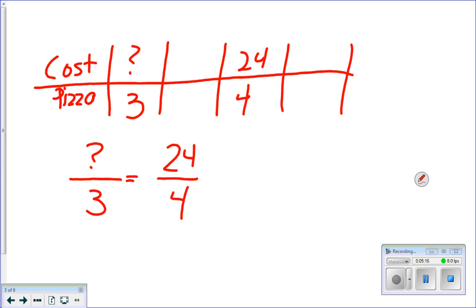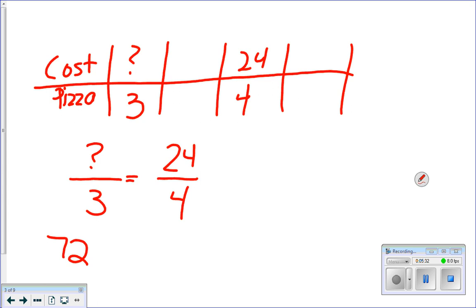Is Cadence's way going to work this time? No. So I have to use Zane's way. What was Zane's way again? I'm going to multiply these two, right? So 24 times 3 is 72. So I know this times this has to equal what?